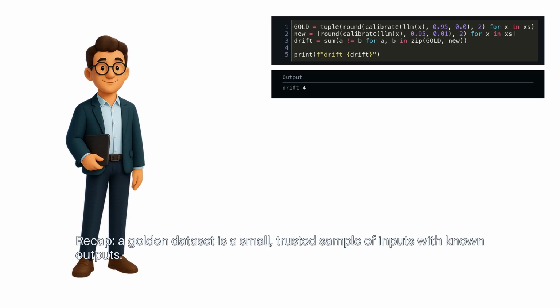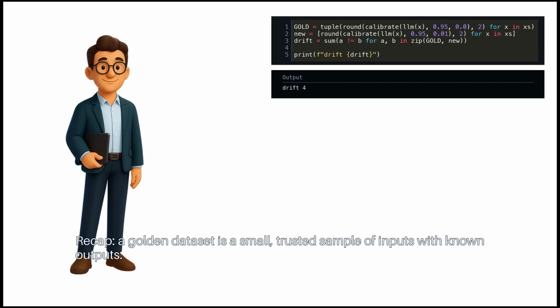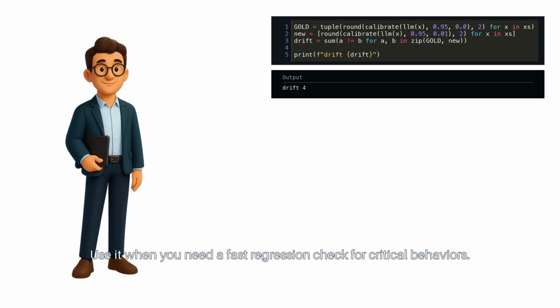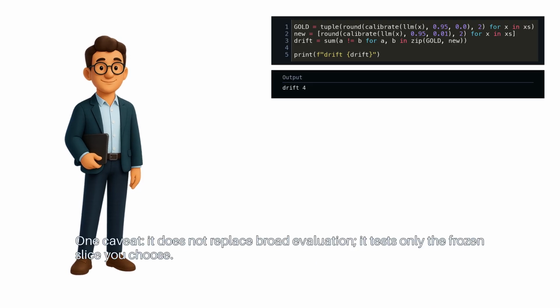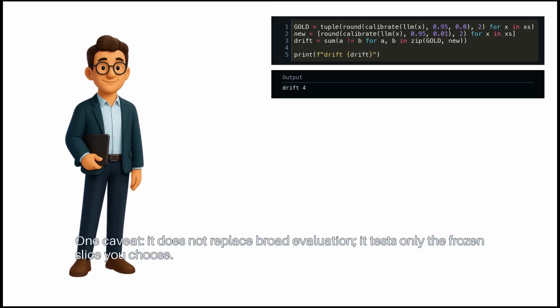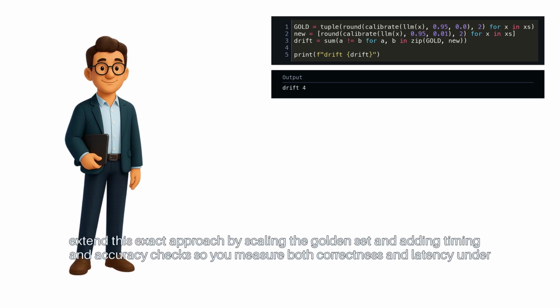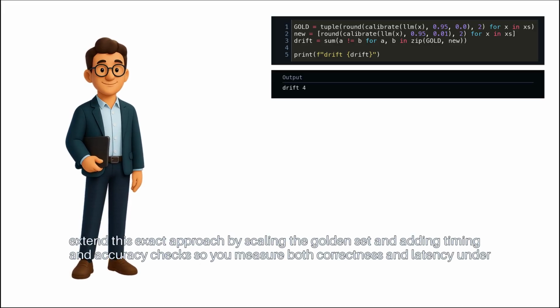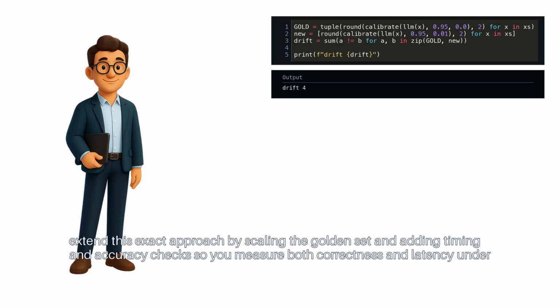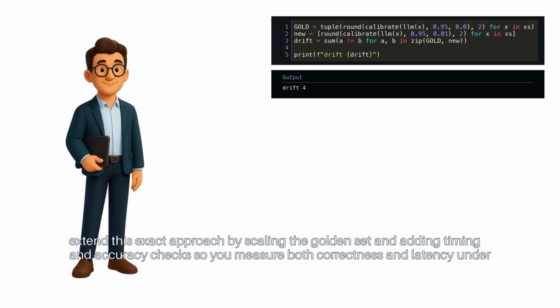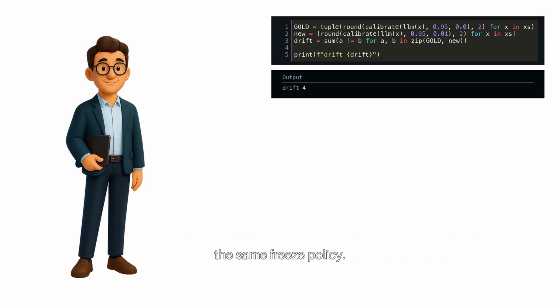Recap: a golden dataset is a small, trusted sample of inputs with known outputs. Use it when you need a fast regression check for critical behaviors. One caveat: it does not replace broad evaluation. It tests only the frozen slice you choose. For the next step, extend this exact approach by scaling the golden set and adding timing and accuracy checks, so you measure both correctness and latency under the same freeze policy.